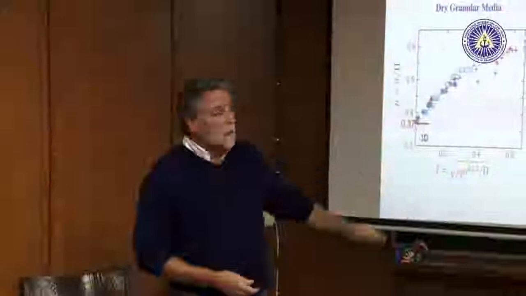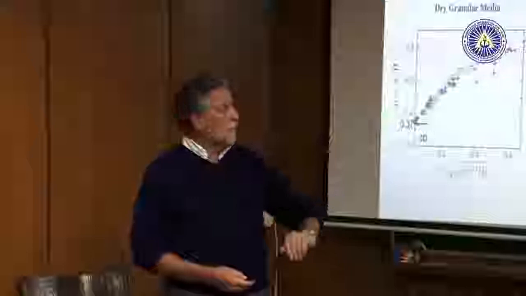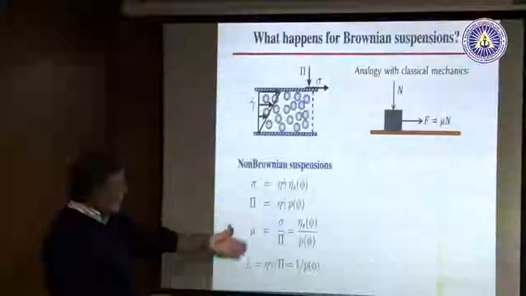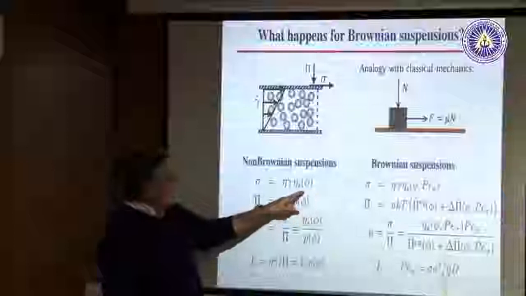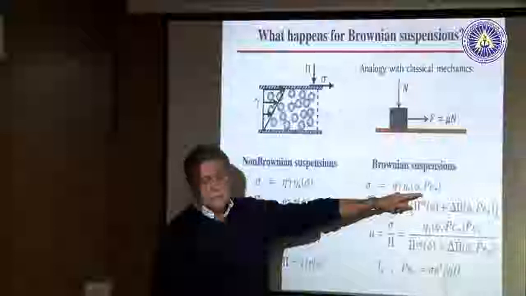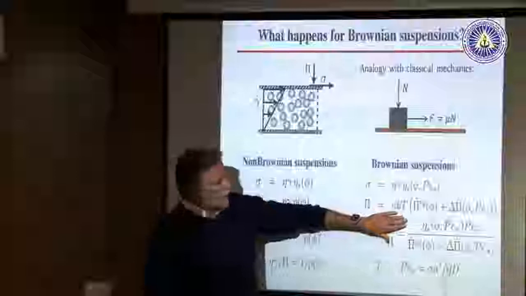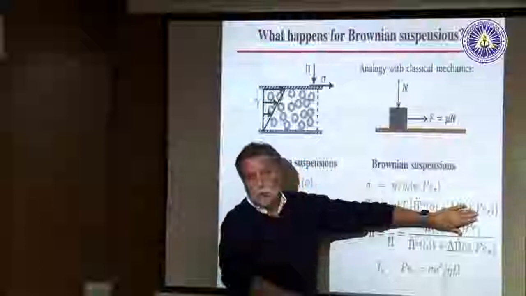So the question that I wanted to get to is what happens for Brownian suspensions? Okay, that's the question. So here's our non-Brownian guy. Now for a Brownian suspension, the stress is not just a function of volume fraction, it's a function of the shear rate or stress Peclet number now. And the pressure has got the usual nk_BT osmotic pressure, the equilibrium osmotic pressure of colloids, plus some other change associated with how it goes up as a function of shear rate.